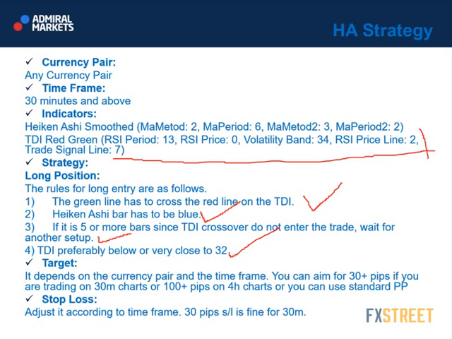Target usually depends on the currency pair and the time frame. You can aim for 30 pips if you are trading on 30-minute charts, or 100 pips. As I say, my recommendation is 30-minute charts, because Heiken Ashi is a lagging indicator. On 4-hour charts, it can produce later signals. That's why, so far, the best usage was on 30 minutes. Usually a 30 pip stop loss is fine, but you can go with the standard placement of stop loss. If you're long, you put it below the last swing low, but it's around 30 pips.